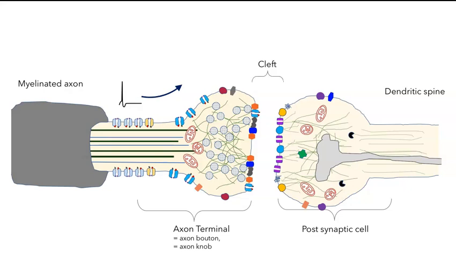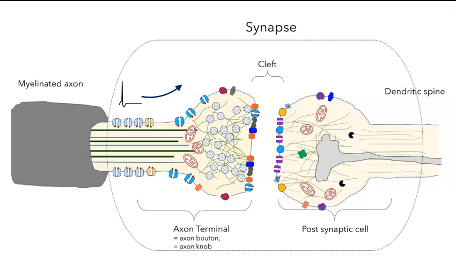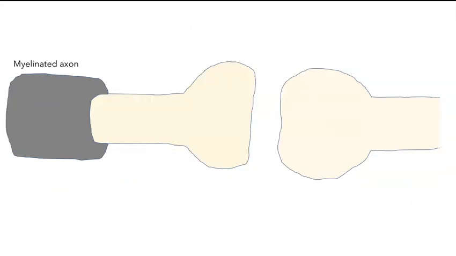At most synapses, there's a space between the presynaptic and the postsynaptic cell called the cleft. And if we take all of these together, the axon terminal, the postsynaptic cell, and the cleft, together these define a synapse. And really, I should say that these are a chemical synapse, because there's another type of synapse called an electrical synapse where there wouldn't be a space and they'd actually physically be in contact. But we'll leave that for another day.